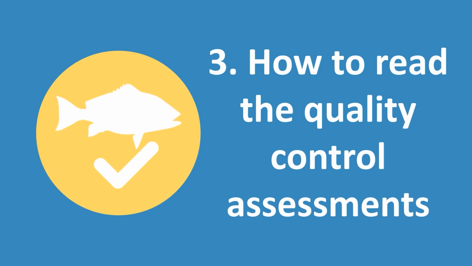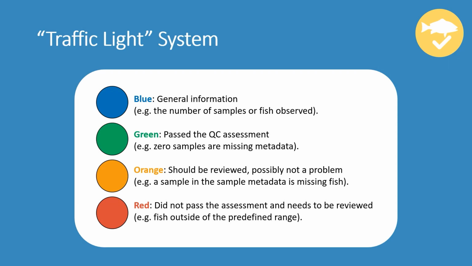Now I'm going to go over how to read the quality control assessments produced by CheckEM. Each quality control assessment in CheckEM is displayed as a box, and the color of the box tells the user what they need to do about the potential error. So a blue box is just general information, which could be the number of samples or the number of fish observed. A green box means that the data you have uploaded has passed the quality control assessment. So you might have 0 samples that are missing metadata or 0 samples that are missing fish.